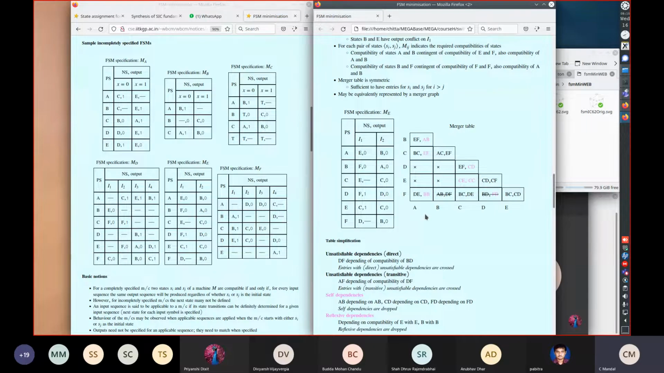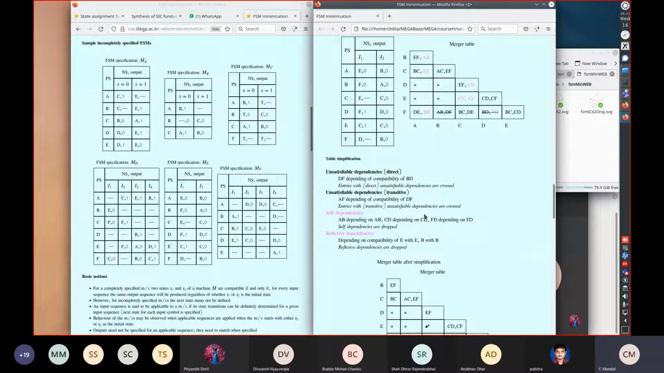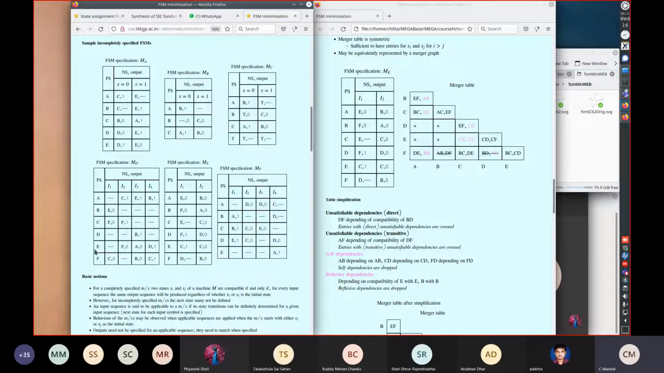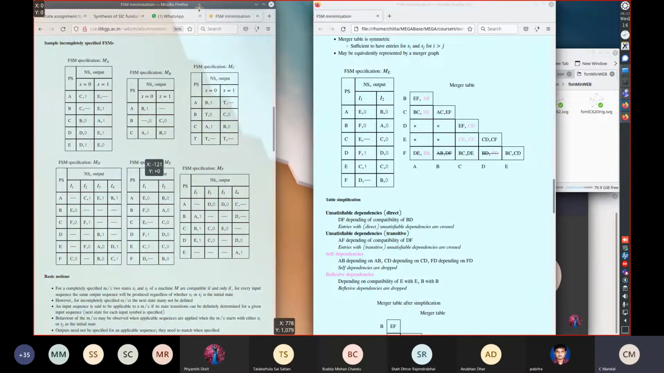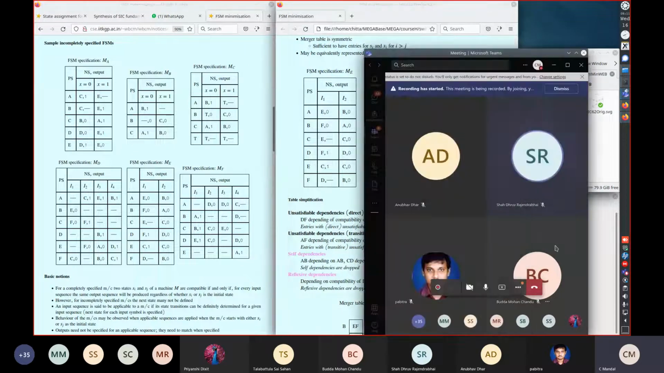So this kind of merge table you have to construct. So both of them have the same number of states. That means ME, which we took up earlier, had 6 states. This one also has 6 states. So you'll have a merge table of this size. Of course, the entries will be different. So first of all, you create the merge table and post it. Let us see what you are doing. Okay. Create the merge table and post it in the chat.